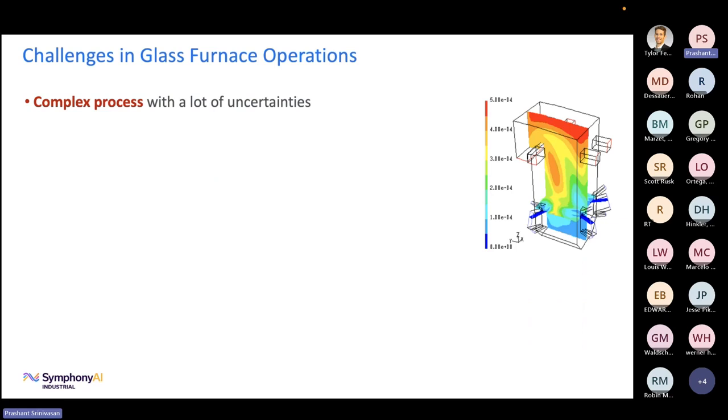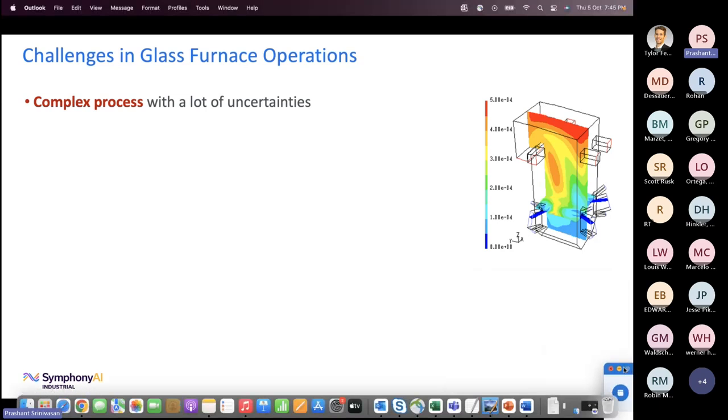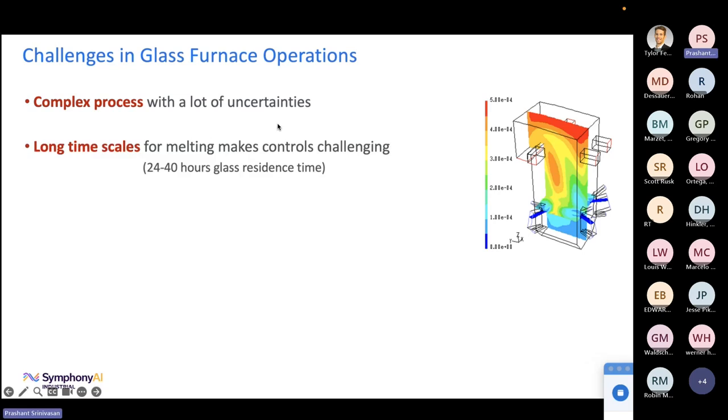Now, what are the challenges in glass furnace operations? So this is really a very complex and intriguing process because there are a lot of uncertainties in the melting process, and it's a very complex combustion process, and also there's a lot of different sources of heat transfer and heat loss. And that makes it a 3D kind of heat transfer and fluid transfer process. So it is very complex to model. And you have long time scales for the melting, which again makes controls quite challenging.